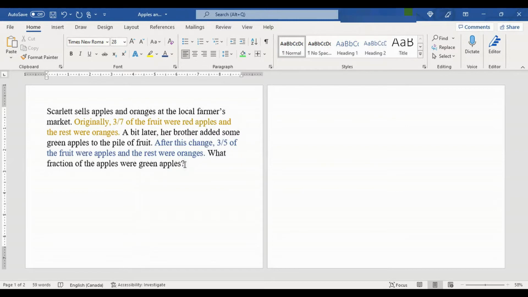So of course we know Scarlett sells apples and oranges. To do this question, we're going to represent it visually, and we're going to make a table. We're going to start by figuring out the number of apples and the number of oranges we can put into the table, or how we're going to visually represent them. The yellow sentence says, originally 3/7 of the fruit were red apples and the rest were oranges. So if 3/7 of the fruit were red apples, that means the remaining 4/7 have to be oranges. We can put that into our table.